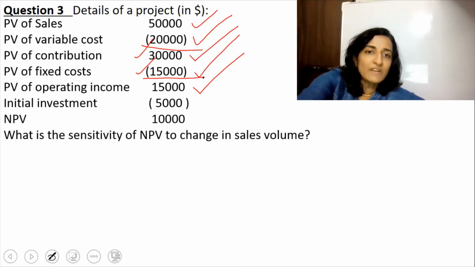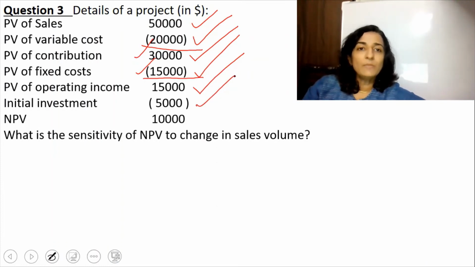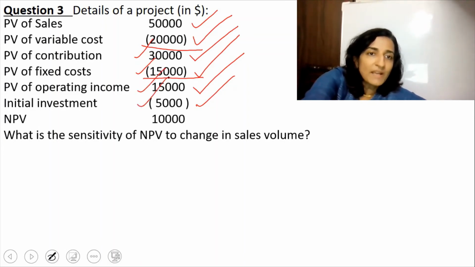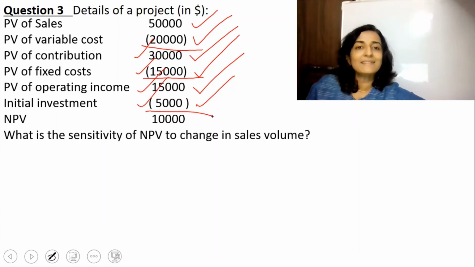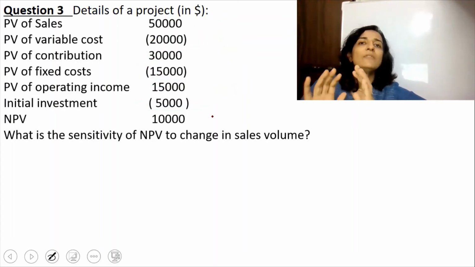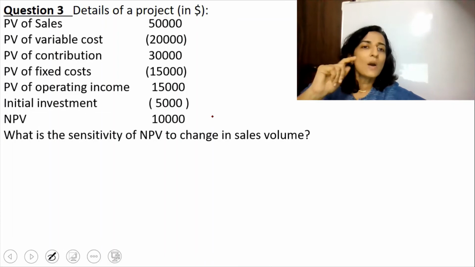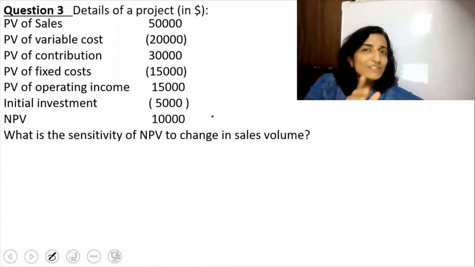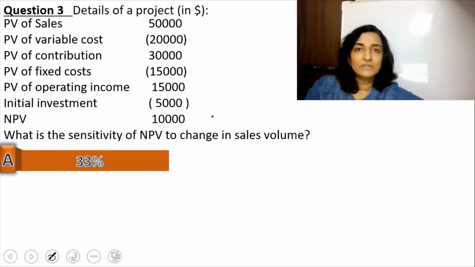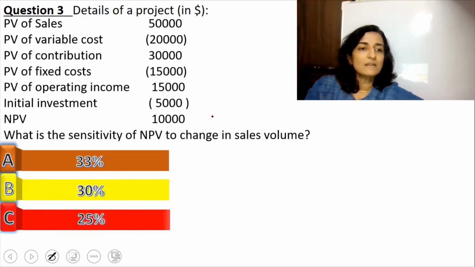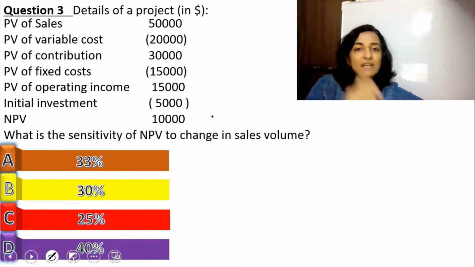Then you minus the initial investment of 5,000, and you get the NPV as $10,000. So NPV is 15,000 minus 5,000. You got the NPV as $10,000. So already they have calculated the NPV and kept it. And what is asked? What is the sensitivity of NPV to changes in sales volume? What is the maximum drop in sales that the project can suffer without getting a negative NPV? So the options are A, 33%, B, 30%, C, 25%, and D, 40%.